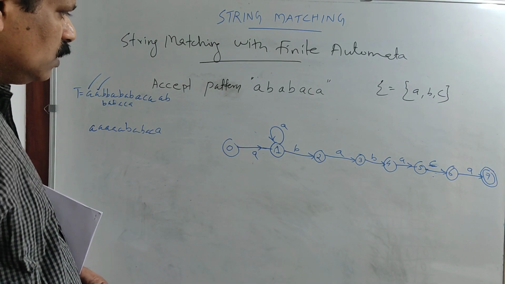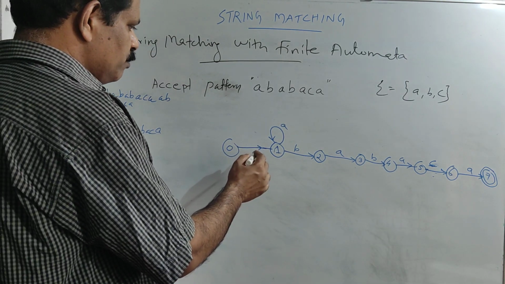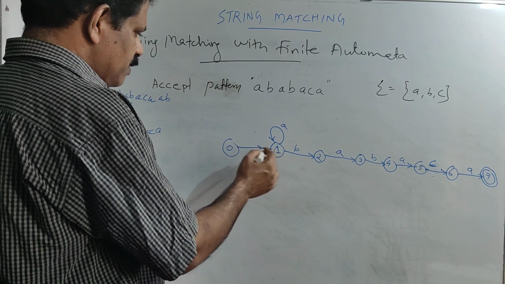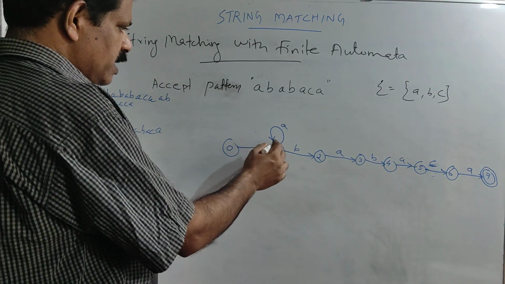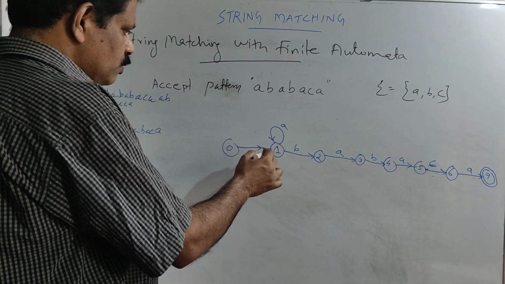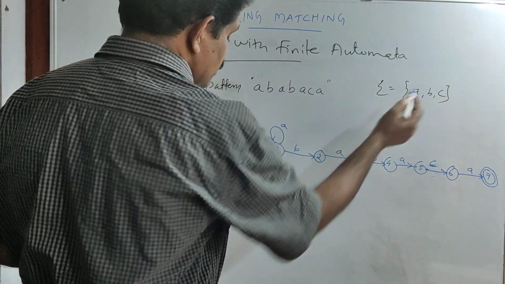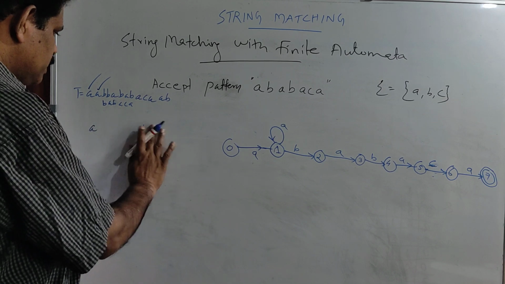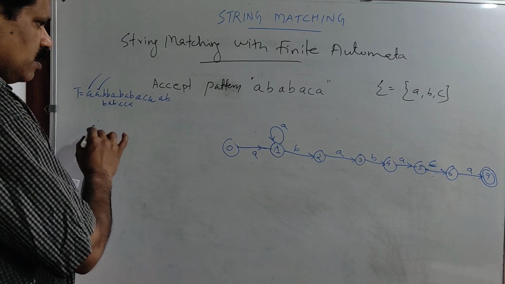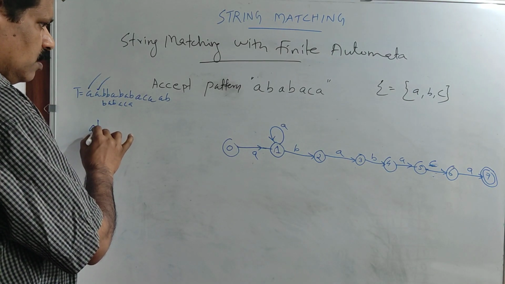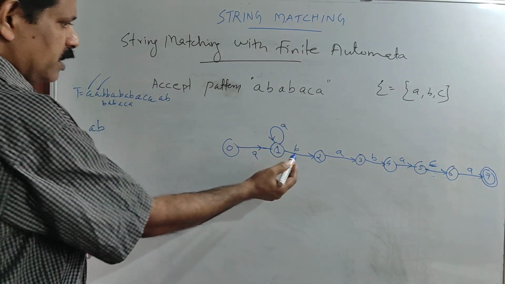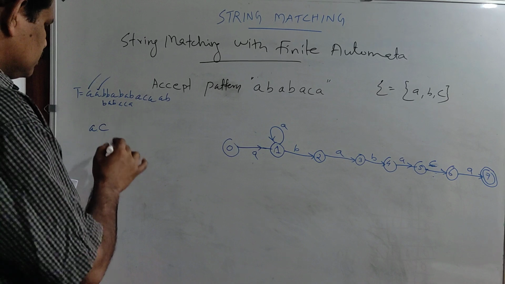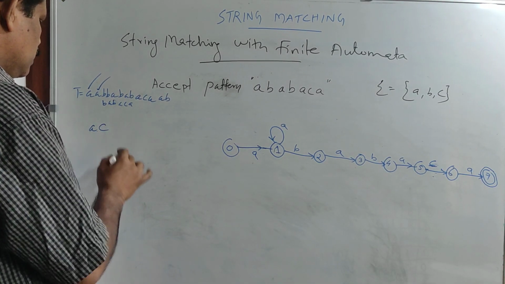Okay. So when the automata receives a character A, it will move to state 1 from the initial state. On receiving an A, it will remain in state 1. What about receiving B or C? If it receives A, B, it can move to the next state. Instead of B, it is receiving a C.